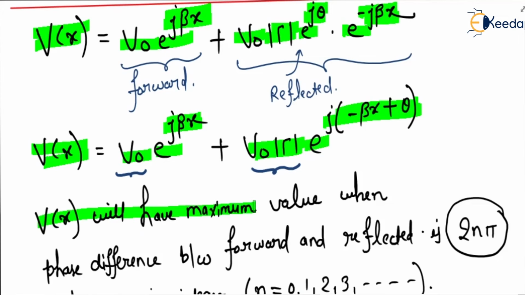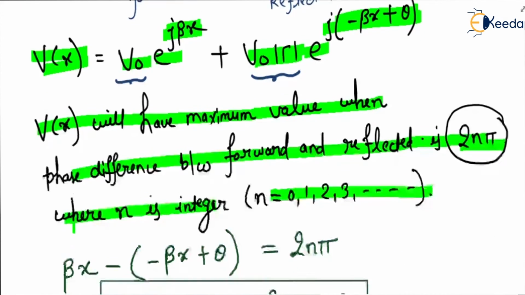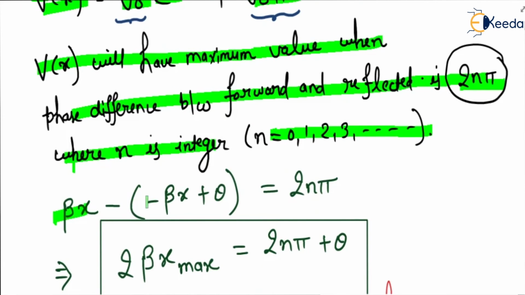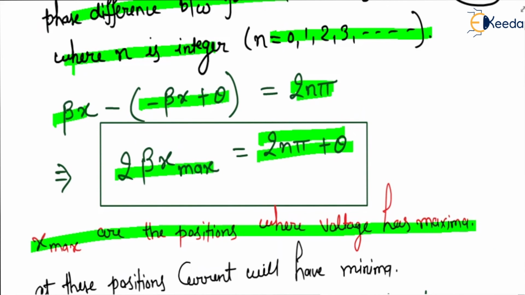So voltage Vx will have maxima when the phase difference between forward and reflected wave is 2n pi. N is an integer; n can take 0, 1, 2, 3, any value which must be an integer. So the phase difference, beta x minus of (minus beta x plus theta), is equal to 2n pi. So this is 2 beta x. We are taking here x max because this is the condition for maxima. It is equal to 2n pi plus theta.